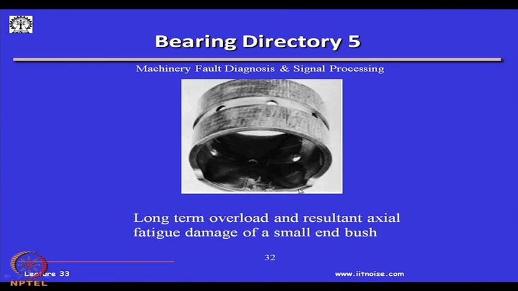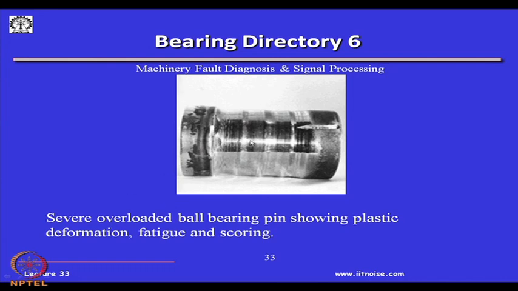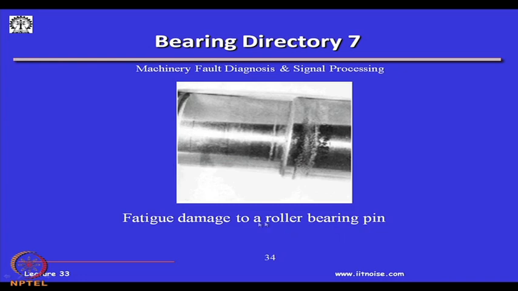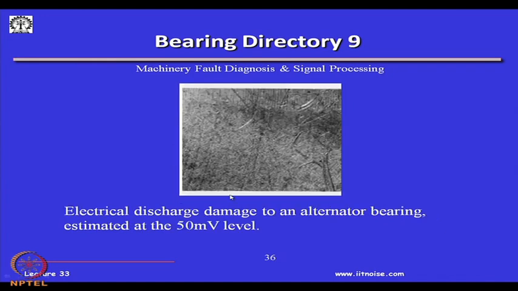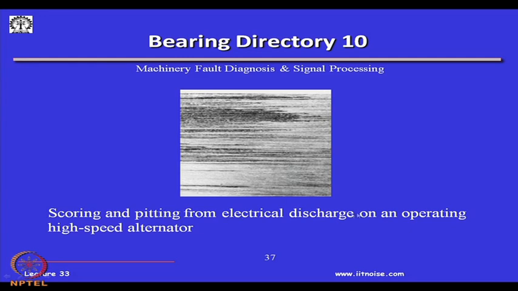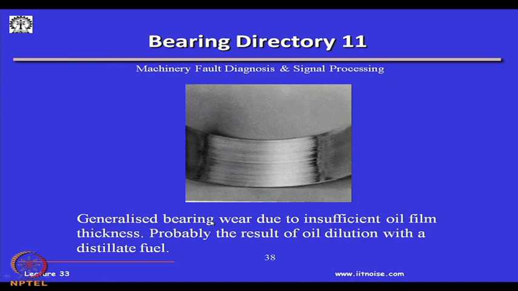Of course, this is because of fatigue loading, an actual fatigue damage, the small end bush. And of course, this you can see the overload balls showing plastic deformation, fatigue, and scoring. Fatigue damage due to a roller pin. Severe axial shaft misalignment, overloading one edge of the bearing. You can see it, overloading at one edge of the bearing. Okay. Electrical discharge damage to an alternator bearing estimated at about 50 millivolt per level. Okay. A lot of discharge occurs, which I was describing in the last class, particularly when these sparks occur. Okay. So, scoring and pitting from electrical discharge on an operating high speed alternator, generalized bearing wear due to insufficient oil film thickness, probably the result of oil dilution with a distillate fuel.